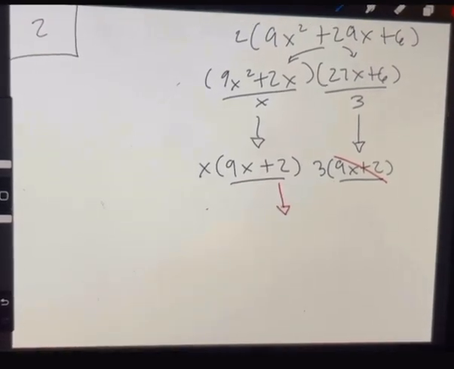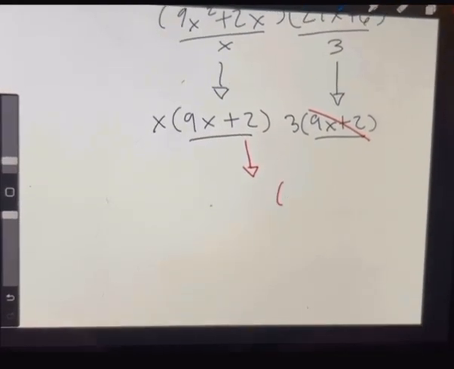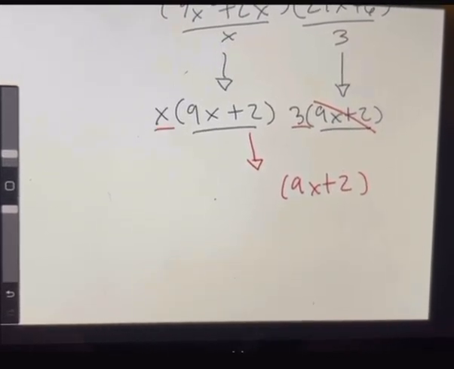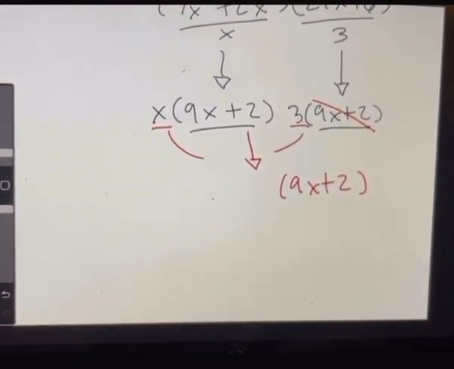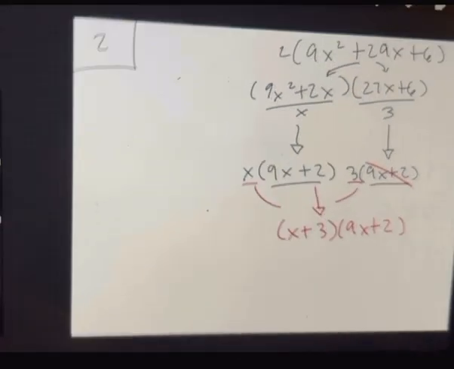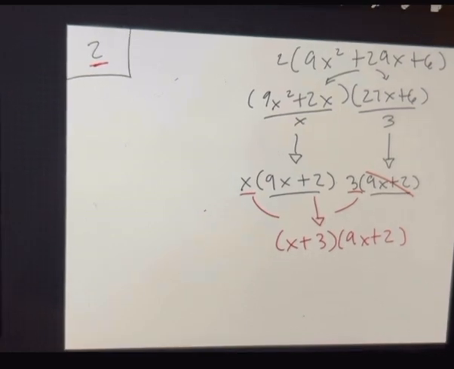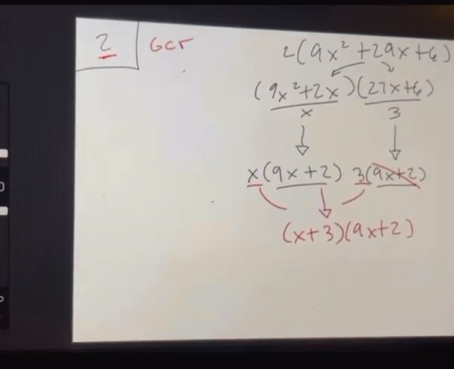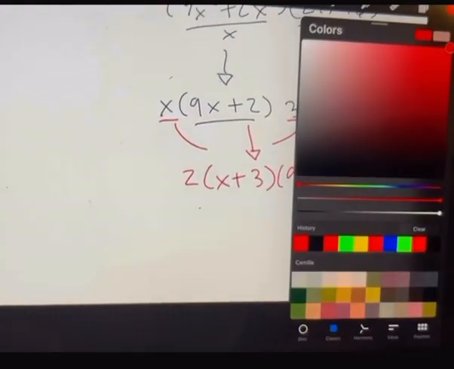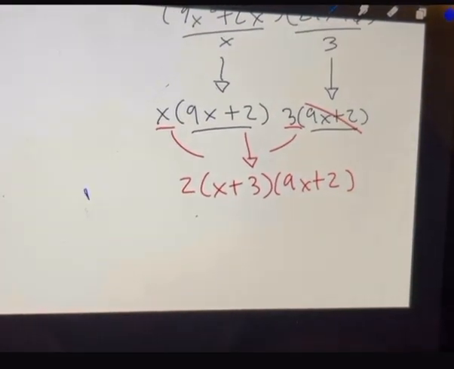We can get rid of one of them and bring down the other because they are the same. So 9x plus 2 in one binomial, and x plus 3 in the other. Now we're not done yet because we haven't brought down the 2, because that was our original greatest common factor. And that is your answer.